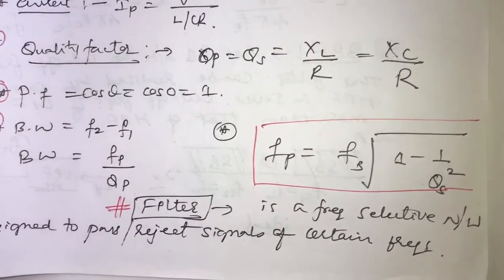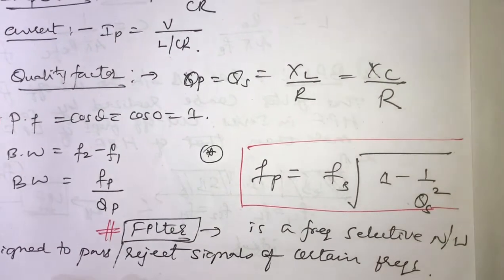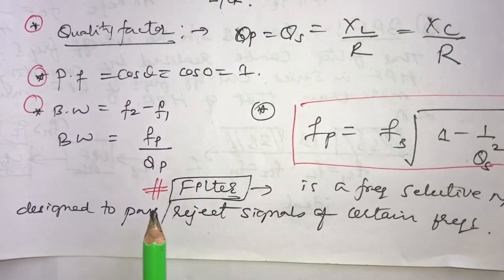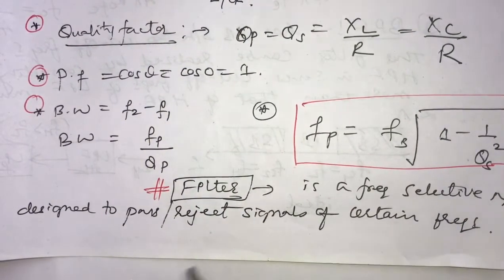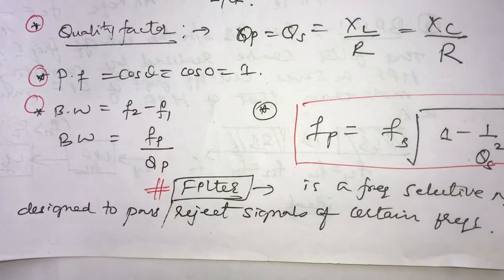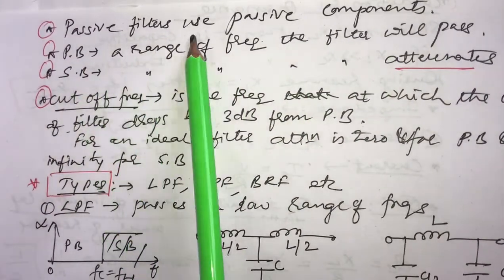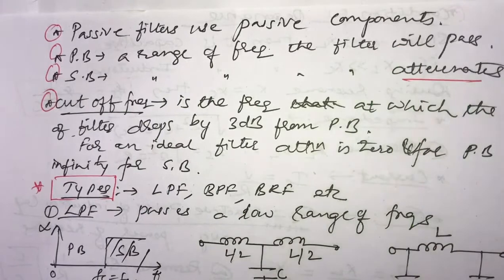Next concept is filter. Filters are what? Filter is nothing but a frequency selective network which is designed to pass or reject the signals of certain frequency. We can pass some frequencies and reject some frequencies. That frequency selective network we call filters. We have passive filters. Passive filters use passive components such as RLCs.